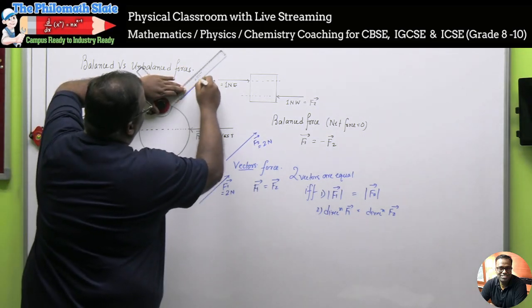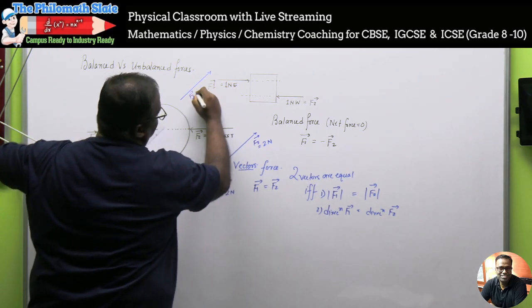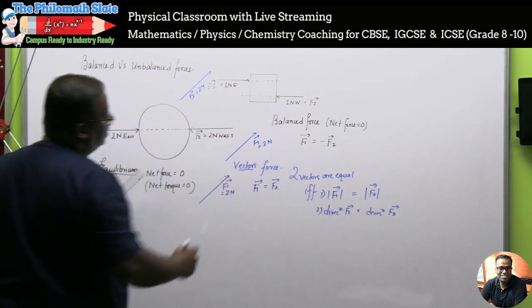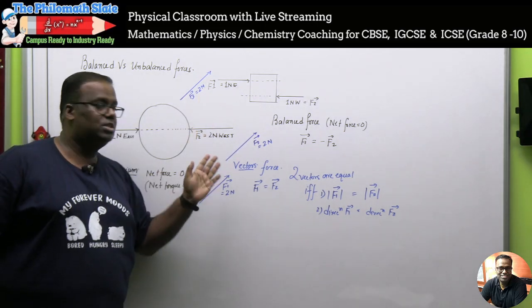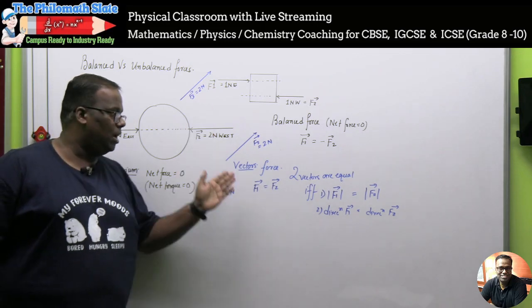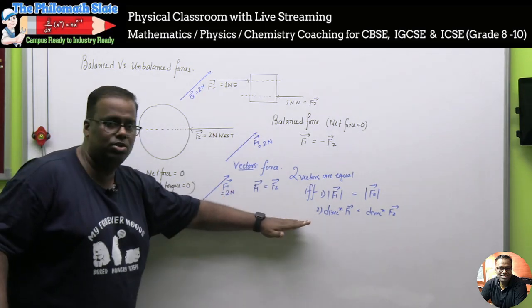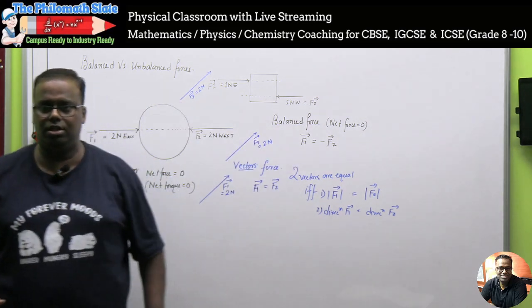I have drawn another vector, F3, and its value I have also said is 2 Newton. Are the three vectors equal? Yes. Their magnitude is the same, their direction is the same. Sir, how do you say their direction is the same? They are all parallel to each other. And make one horizontal out here. If this is 30 degrees, this is also 30 degrees, this is also 30 degrees. Yes, sir.